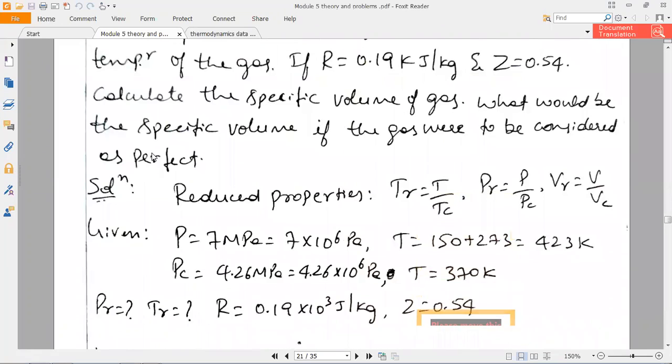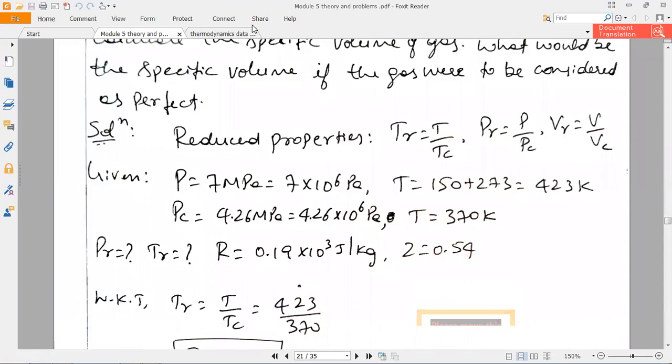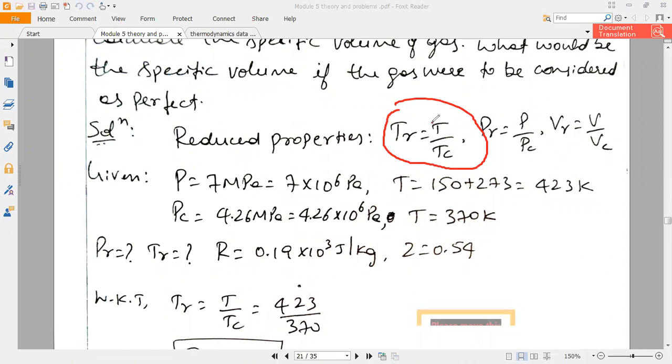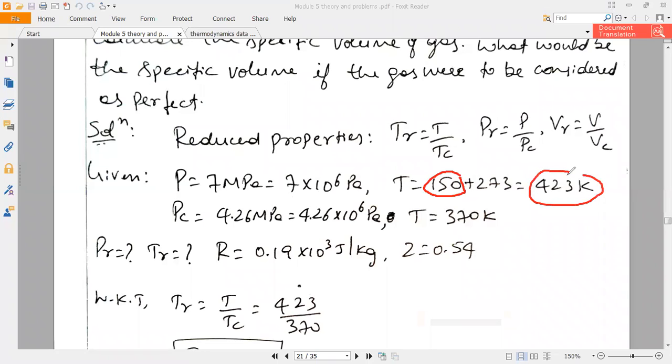See, we know that reduced temperature means existing temperature divided by critical temperature. Reduced pressure means existing pressure divided by critical pressure. Existing temperature and existing pressure are given, all the data is given. It's very simple, but the thing is T and P are given in degrees centigrade. You should convert into Kelvin. This is very, very important. If you do not convert to Kelvin, you won't get the correct answer. So convert everything into Kelvin.